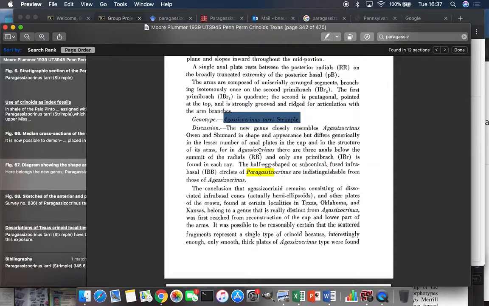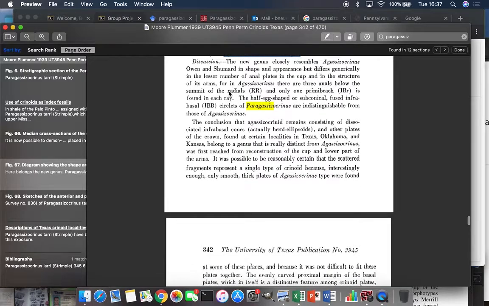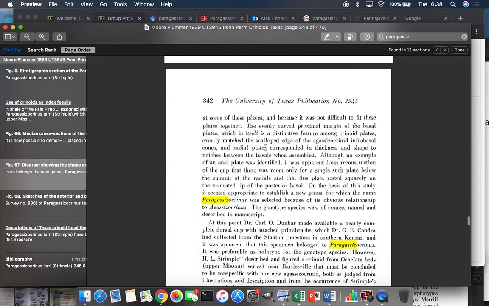So that's actually the one that we have in front of us. That's the one that we're going to be looking at. And so it goes on to talk further. So the discussion is pretty useful because it's going to tell you how this genus looks or looks different from other genera of a similar kind of organism. And so that's going to be useful information.